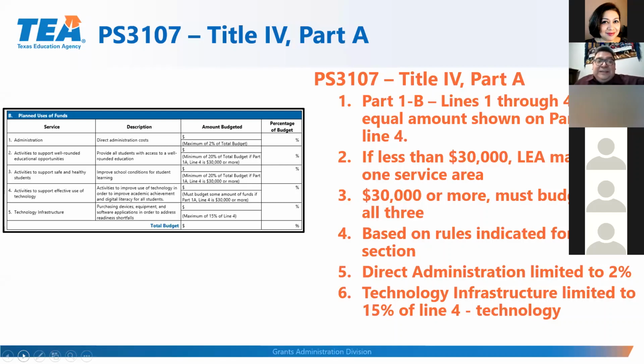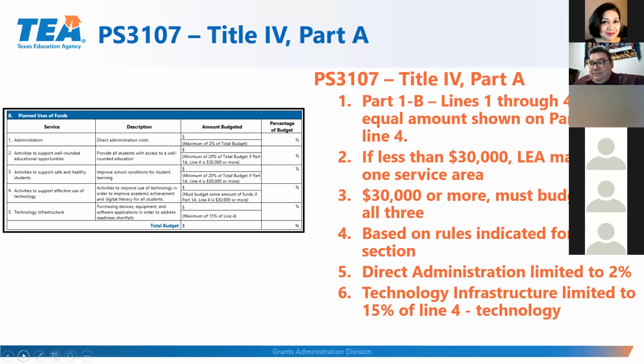then you do have to select all 3 of the service areas based on the requirements and the rules indicated. And for direct administrative costs, which is line 1, you are limited to 2% of the total amount. And what always confuses people year after year, your total amount of your allocations are lines 1, 2, 3, and 4.